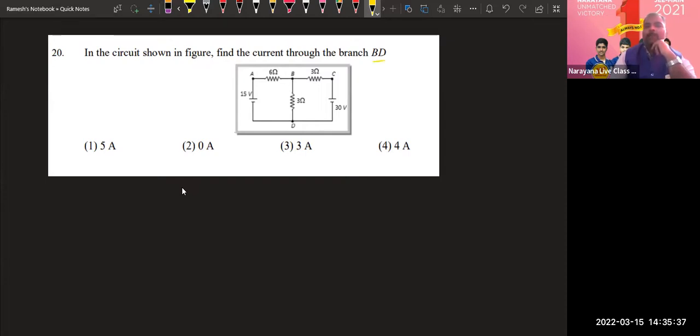How much is it asking? Many methods are there, but I will use the junction method. Shall I write this is 30 volt? This is 0 volt I can write now. This is how much volt? 0. This is also how much volt? 0. This is how much then? If you tell, I will write 15 only. Then this junction, I will assume X.